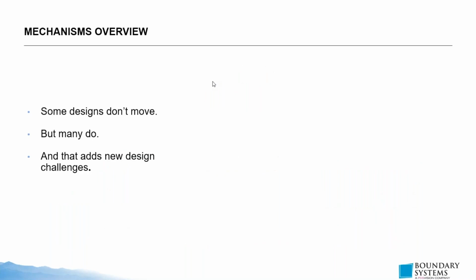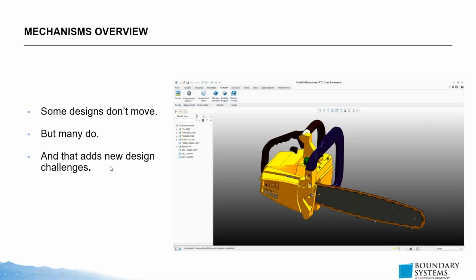All right, so moving on to mechanisms. Some designs don't move, but many do. And that adds new design challenges. For example, a chainsaw that didn't move would have a lot less considerations than an actual working chainsaw.